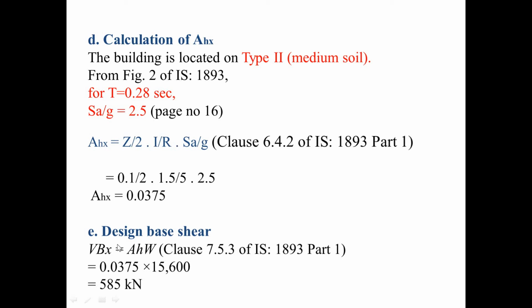Okay, then finally base shear. So VBX equal to AH into W. So AH we have already calculated in the previous step, and W is already calculated in the last step. So therefore 0.0375 into 15,600. Okay, so that is equal to 585, total base shear acting in x direction.